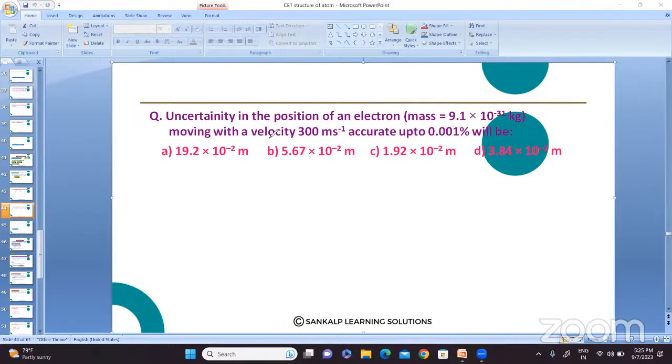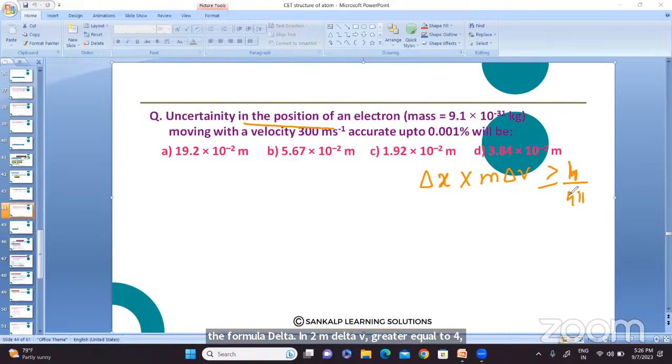So next question, uncertainty in position of an electron. We have to find the uncertainty in position of an electron. The electron mass is given as 9.1 into 10 raised to minus 31 kg, which is moving with a velocity of 300 meter per second, which has an accuracy up to 0.001%. Now here you have to find the uncertainty in position. You know the formula, delta x into m delta v greater or equal to h by 4 pi.